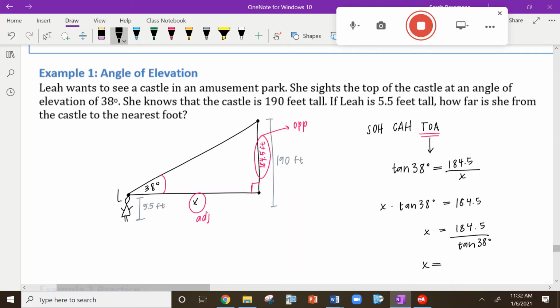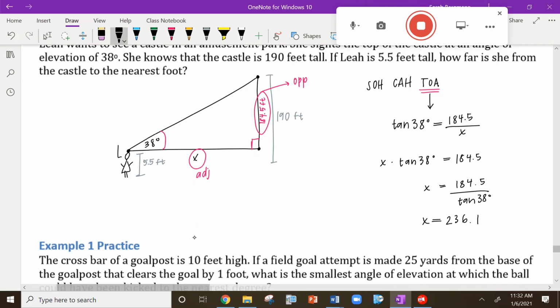Remember, you must make sure that your calculator is in degree mode before you type this in. So double check up at the top of your calculator that it says degree. If not, remember how I taught you to change it. Go to the mode. Make sure you're in the correct mode. Now this says to round to the nearest foot, so we will say she is 236 feet away from the castle.